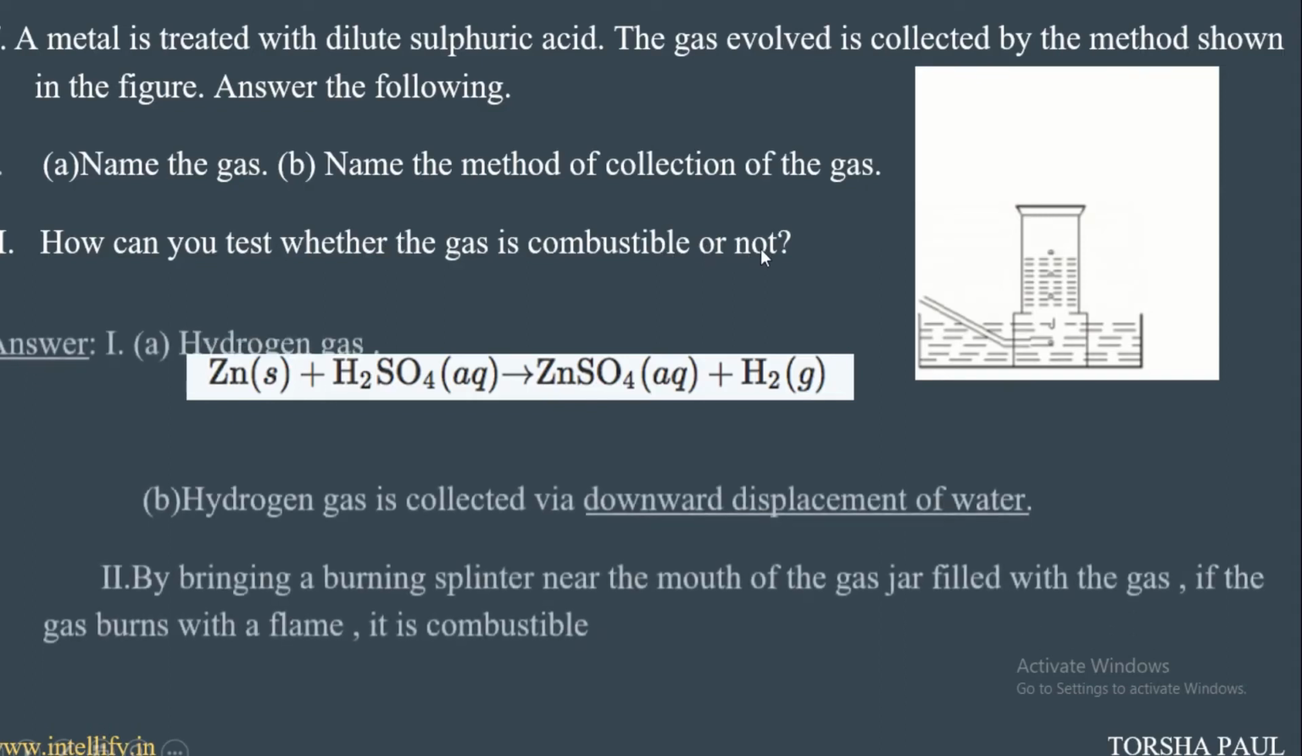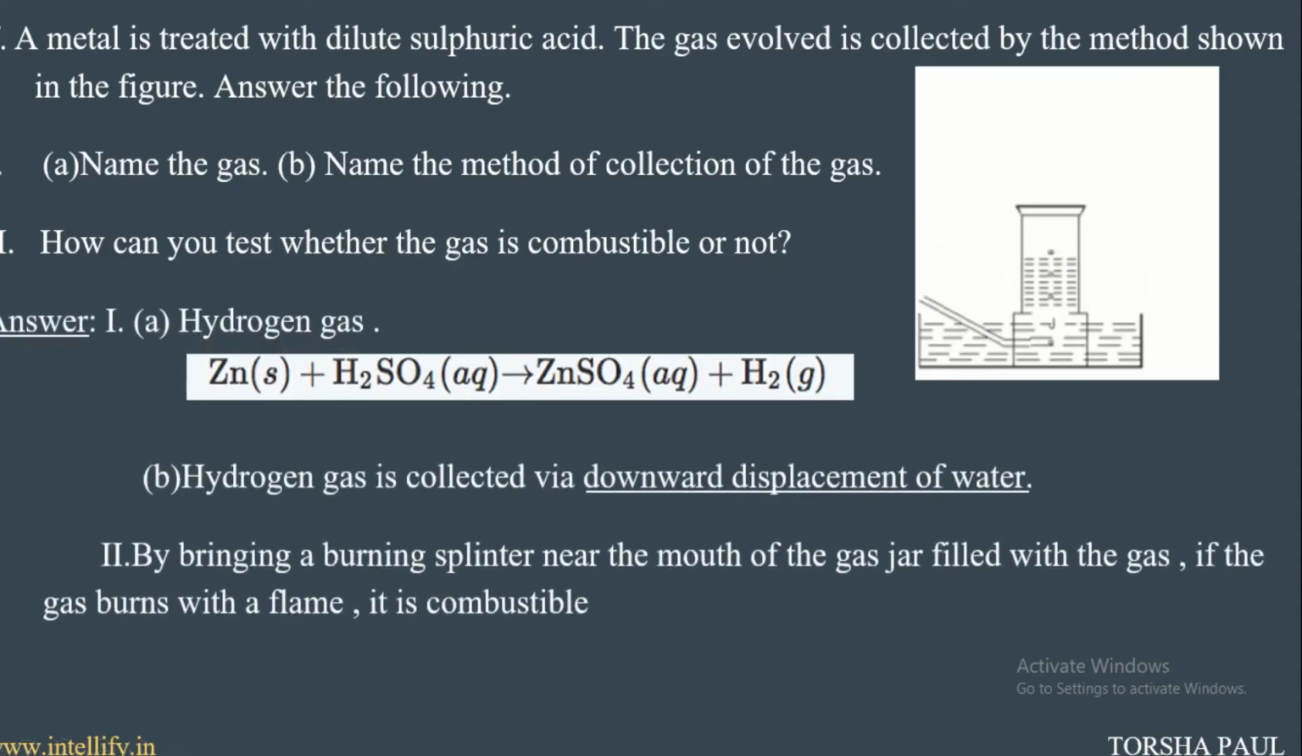Okay. First, you look into an example. Let us consider the metal as zinc. Means what happened when zinc reacts with dilute sulfuric acid, it forms zinc sulfate with the liberation of hydrogen gas. So, you will get the answer. Name the gas. Hydrogen gas evolves. Okay. Second, name the method of collection of gas. This method is downward displacement of water. Generally, hydrogen gas is collected via downward displacement of water.